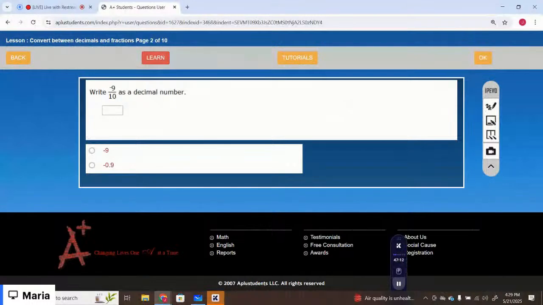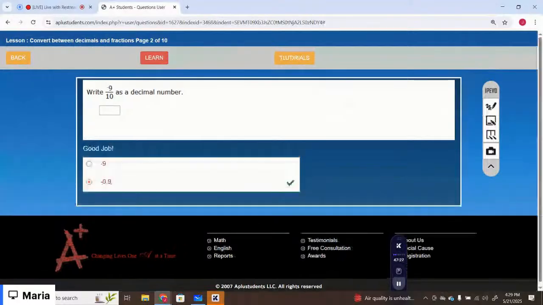Negative 9 over 10 as a decimal number. That would be negative 0.9, the option that we use in the function.